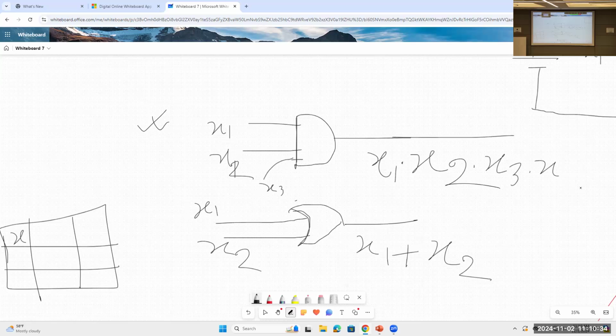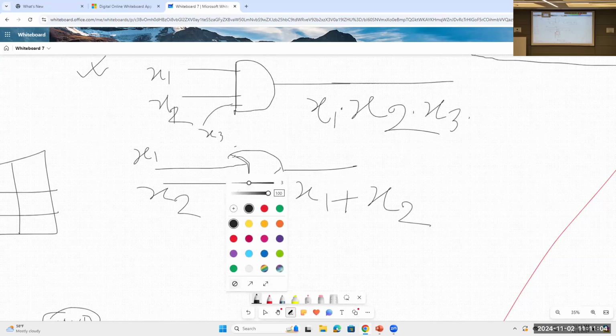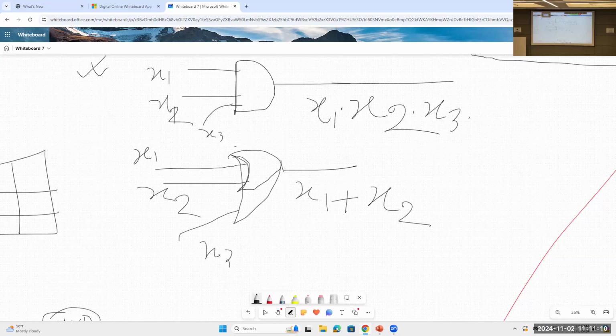So what does an AND gate do? It simply multiplies. And for the OR gate, it simply adds. So if the OR gate takes two inputs, x1 and x2, it just gets the addition operation. If we add x3, I'm not drawing in a proper way, we need to make this gate symbol larger, and then x3. So it will take three inputs, x1, x2, and x3, and then add them.